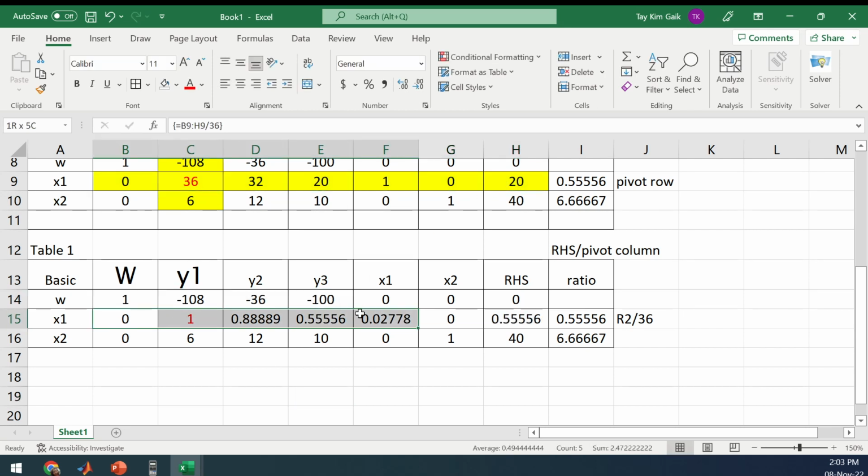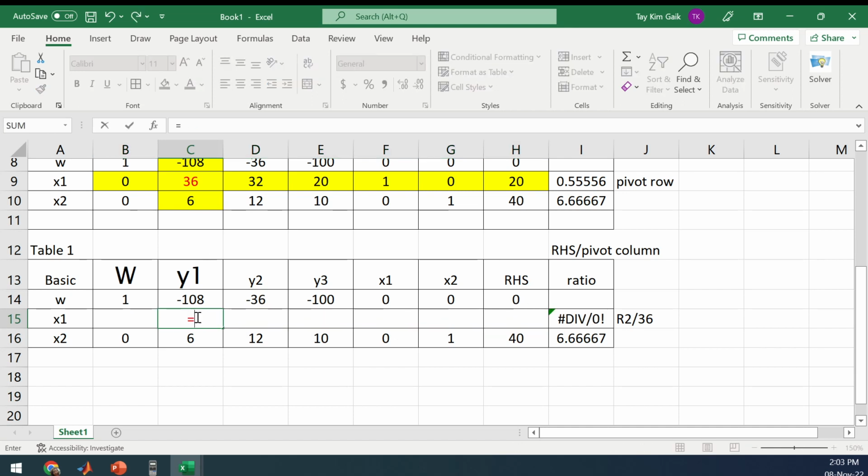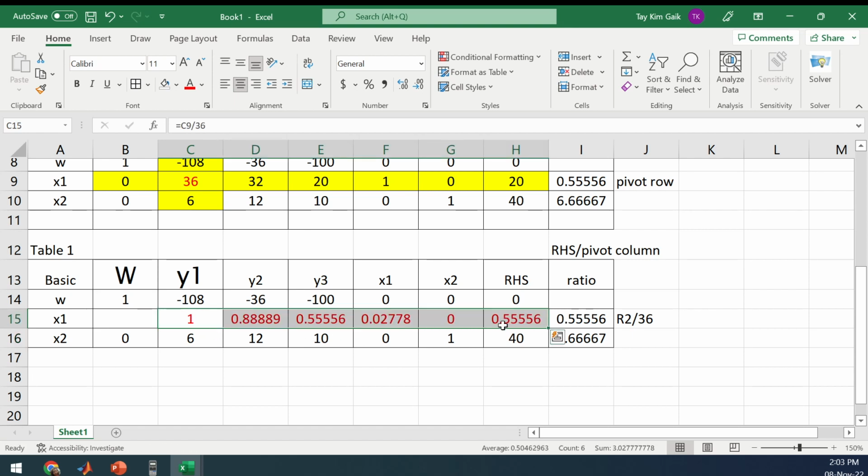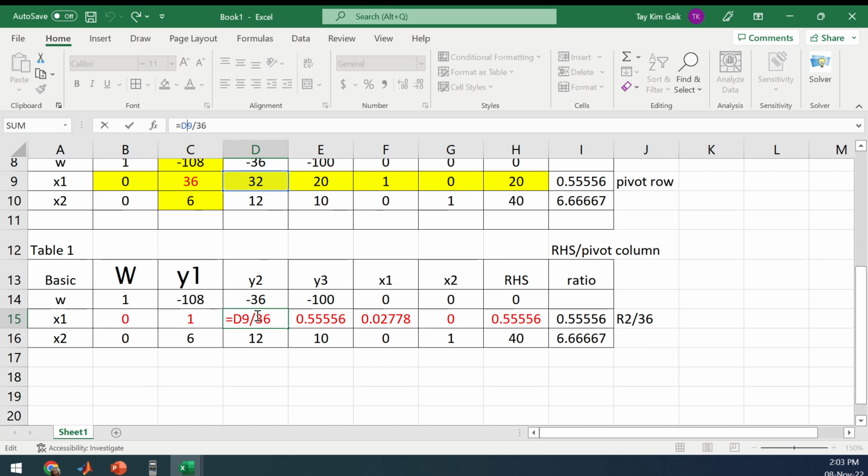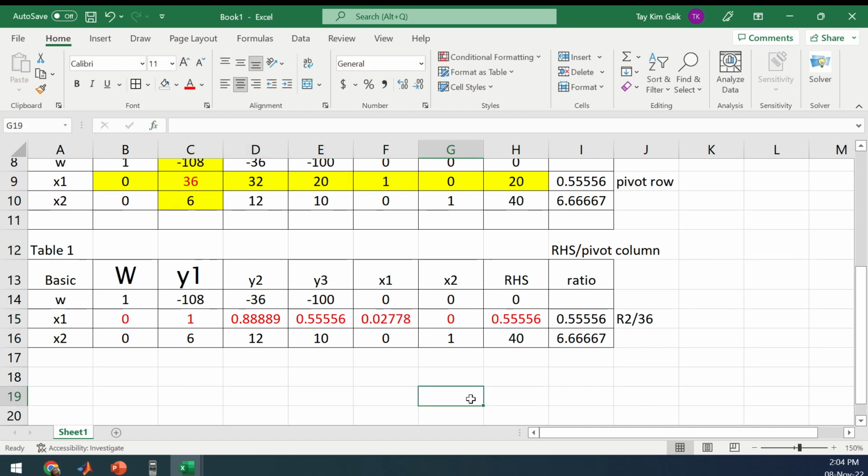If you cannot select the whole row, what you need to do is you can do cell by cell. So this divide by 36, and then you copy left and copy to the right. It means 36 divide by 36 is 1, 32 divide by 36. You can see the formula: this one divide by 36 and so on, this cell divide by 36, then this one F9 divide by 36.